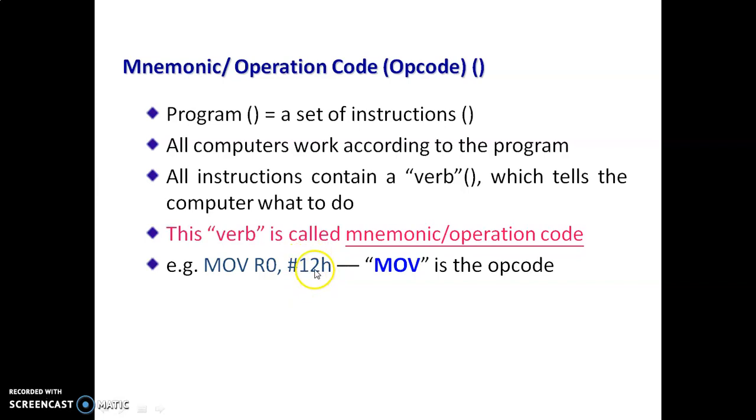Whenever we are writing a number or data here, the data must be preceded by a hash sign. Whenever you have a hash symbol, this indicates that it is a data. So this particular line says that it is moving the data 12H to the register R0. We know that we have 8-bit registers in 8051, so R0 is an 8-bit register. This 12H data is moving into register R0. After executing this instruction, the R0 register is going to hold the value 12H.